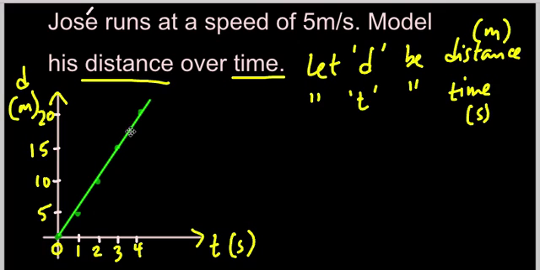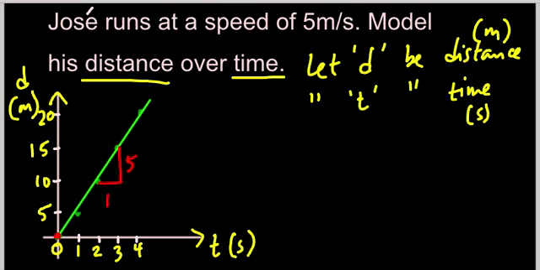Now the question is, how do we model this function? We know a lot about linear equations, and in linear equations, we need two things: the y-intercept and the slope. First, what's the y-intercept? In this case, the y-intercept is right at 0, 0, so our y-intercept is 0. And what about our slope? For every second he runs, he covers 5 meters. So our slope is 5.